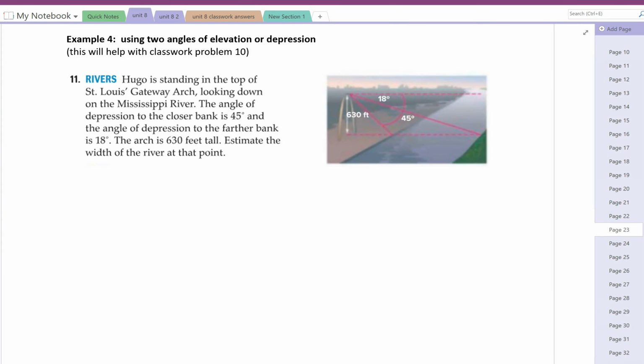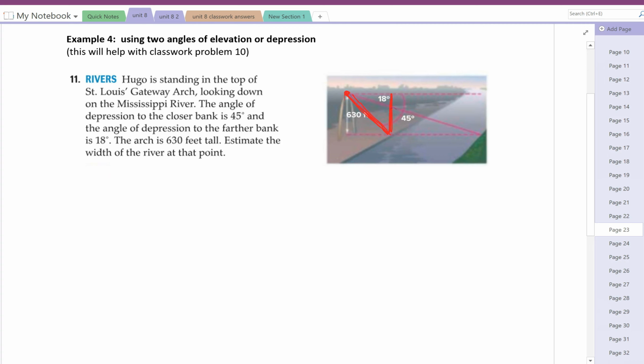Okay, last example, and then you'll be ready for the classwork problems. It says this person, Hugo, is standing on top of the St. Louis Gateway Arch looking down at the Mississippi River. The angle of depression to the closer bank is 45 degrees. So the picture they gave you here, or that I'm giving you, is kind of misleading. Basically, he's up here, and he's looking down at the river.